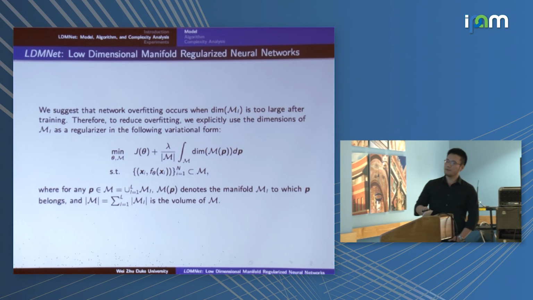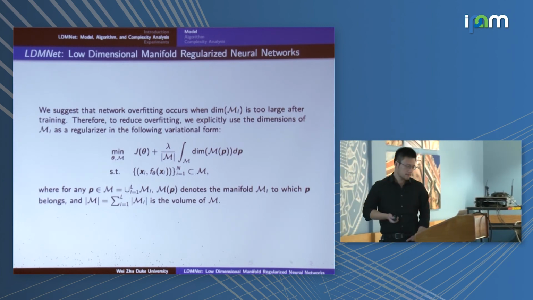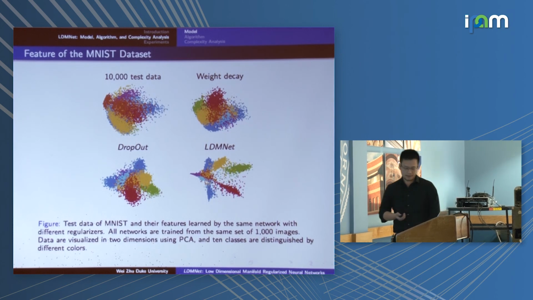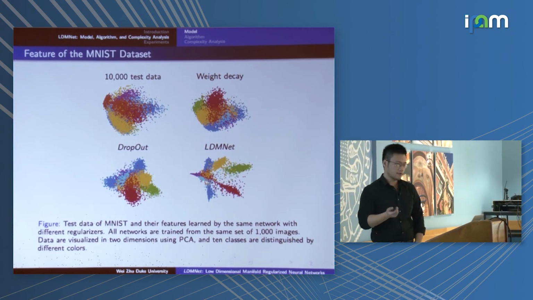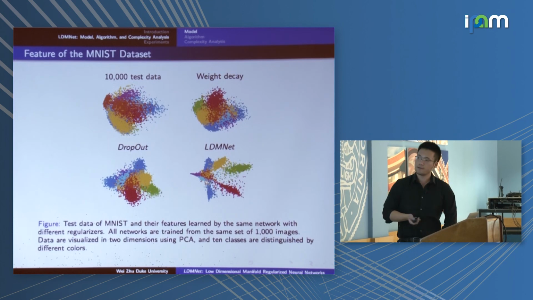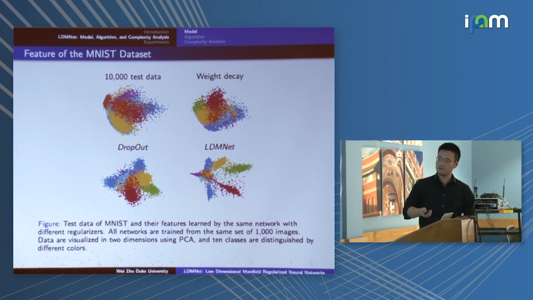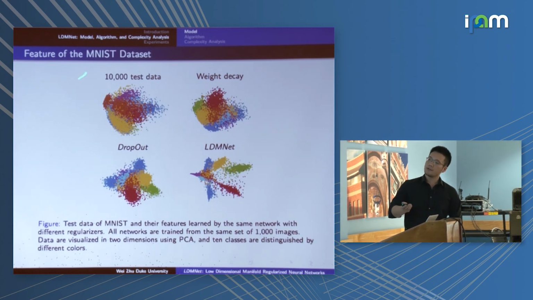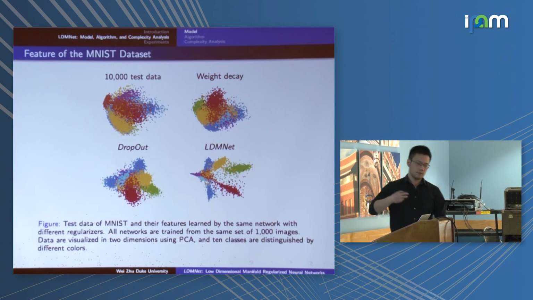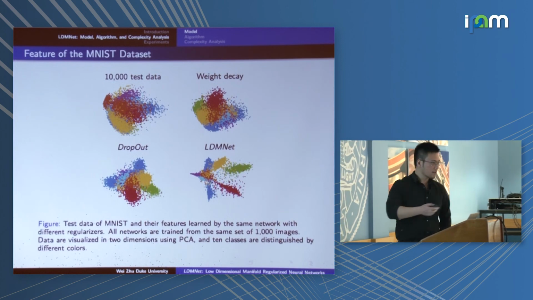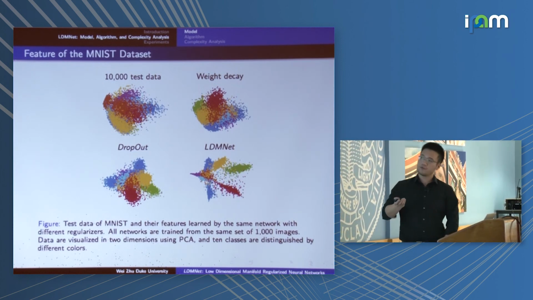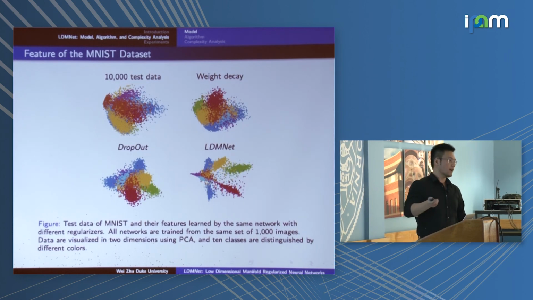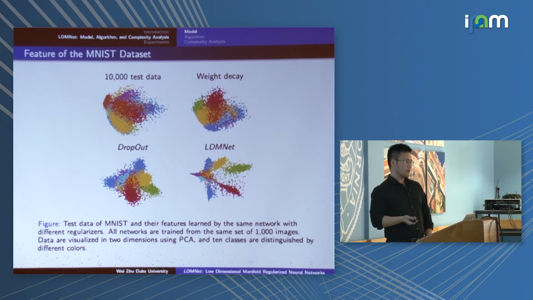Before delving into how to solve this, let's look at some results. This is a very simple test on the MNIST dataset. I just used a 3-layer CNN network, and I trained this network on 1,000 training images from MNIST. So the top left figure is what you get by directly embedding the original raw test data onto 2 dimensions. And the other 3 figures are the features extracted by the same network using different regularizers.